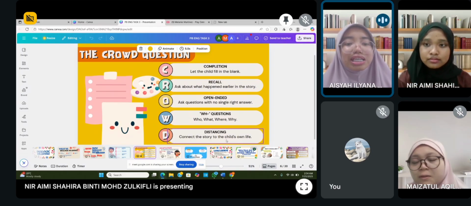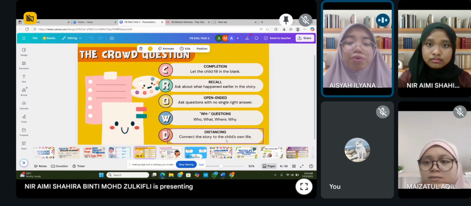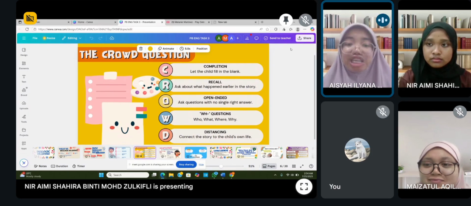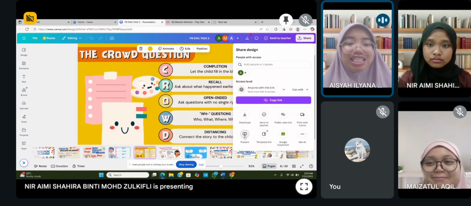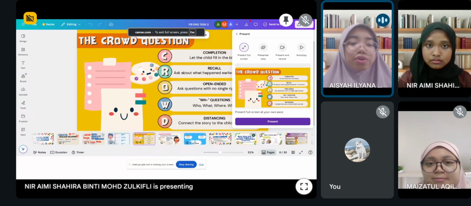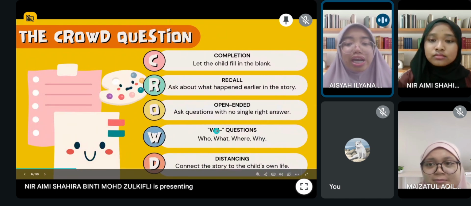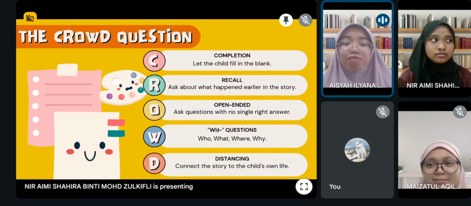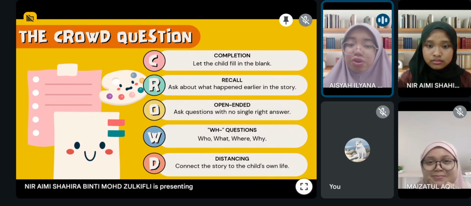Tell me what you think is happening on this page. This invites the children to share their own unique perspective and imaginations. And the second last is W. W stands for word question, which stands for who, what, where, and why. These are excellent for building vocabulary and understanding the basic elements of a story.